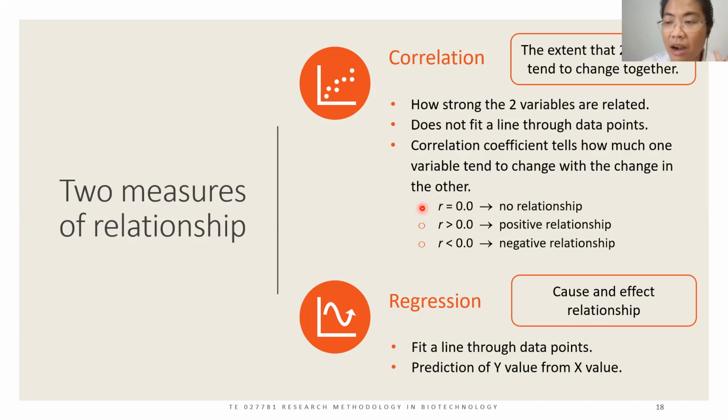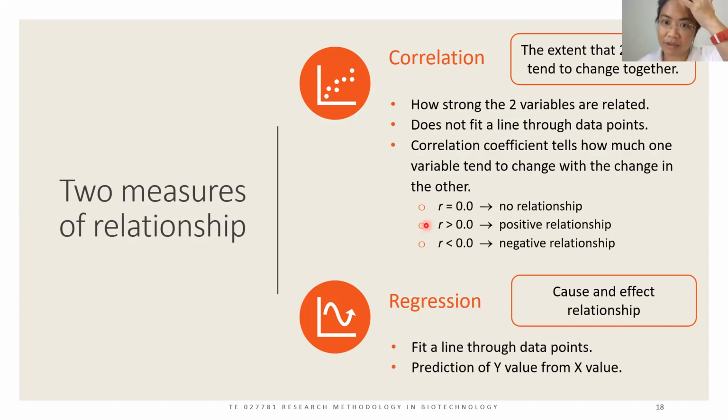Okay, if you have R more than 0, which is a positive value, then you have a positive relationship. That means that a positive change in this value causes a positive change in another value. So these two parameters have a correlation, have a relationship. Okay, R less than 0 represents a negative relationship. So an increase in this one causes a decrease in that one, not an increase in that other one.